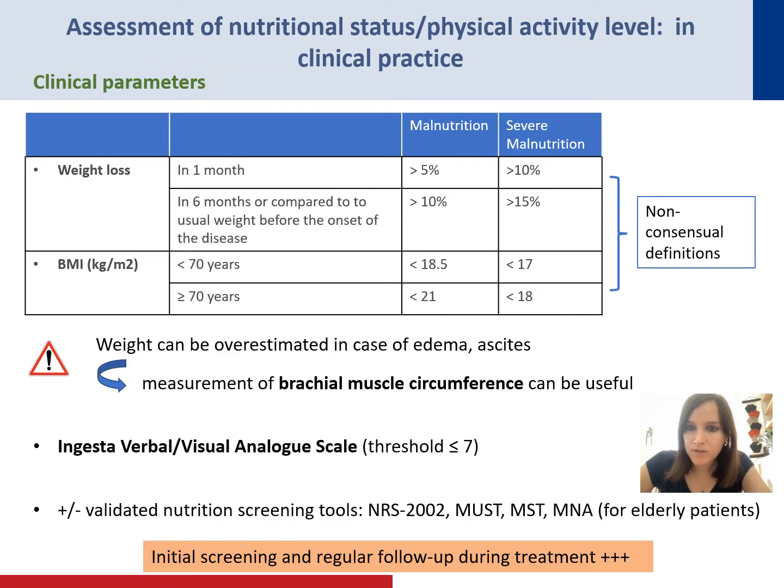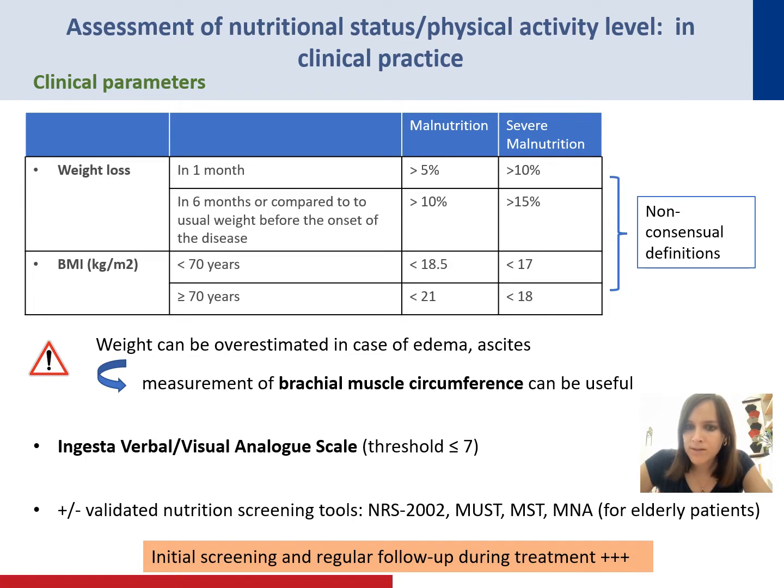For the assessment of nutritional status or physical activity level in clinical practice, first of all, for clinical parameters, we use the percentage of weight loss and the BMI with non-consensual cutoff values to define malnutrition or severe malnutrition. For example, for the diagnosis of malnutrition: more than 5% of weight loss in 1 month or more than 10% in 6 months, and a BMI less than 18.5 for patients under 70 years old, or less than 21 for those over 70 years old.